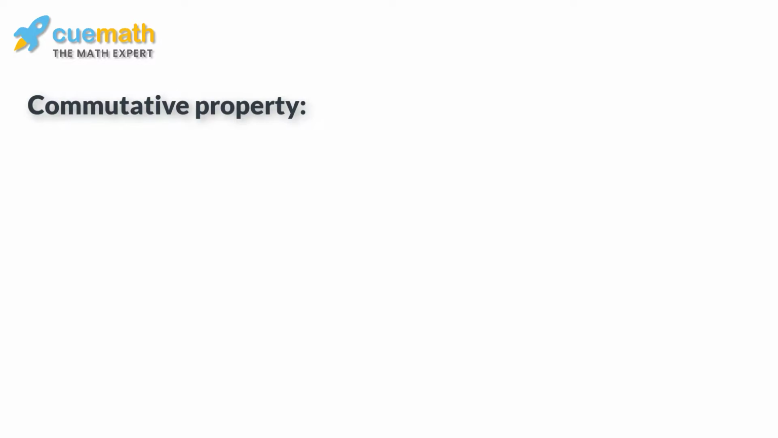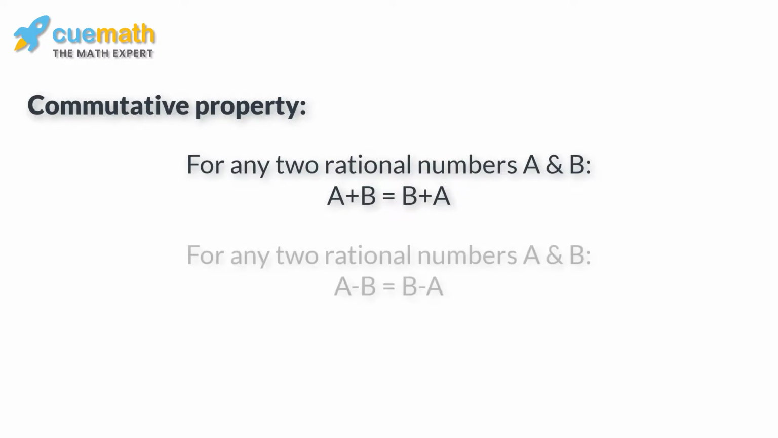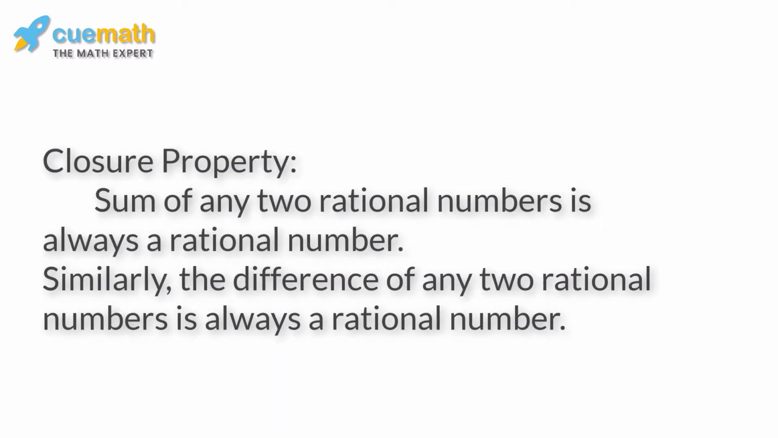So to summarize the properties of rational numbers that we have learned, for any two rational numbers a and b, the first property is the commutative property. The addition of rational numbers is commutative, that is a plus b is equal to b plus a. The subtraction of rational numbers is not commutative, that is a minus b is not equal to b minus a. When it comes to the closure property, the set of rational numbers is closed under both addition and subtraction.